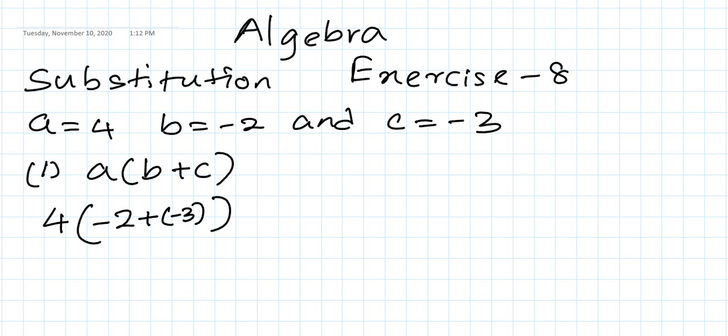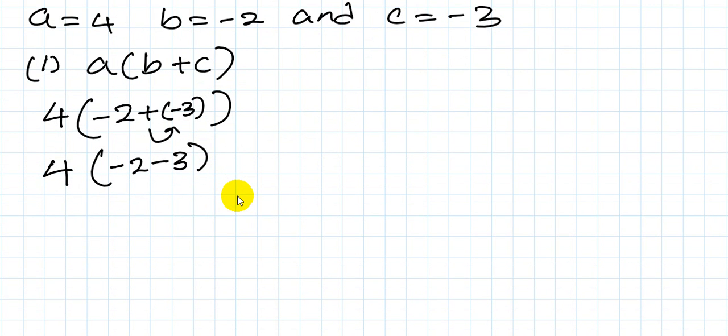First I must simplify the bracket. That is -2 -3, because plus into minus is minus. So -2 -3 equals -5. So 4 multiplied by -5, 4 plus into minus, that is minus. 4 multiplied by 5 equals -20.